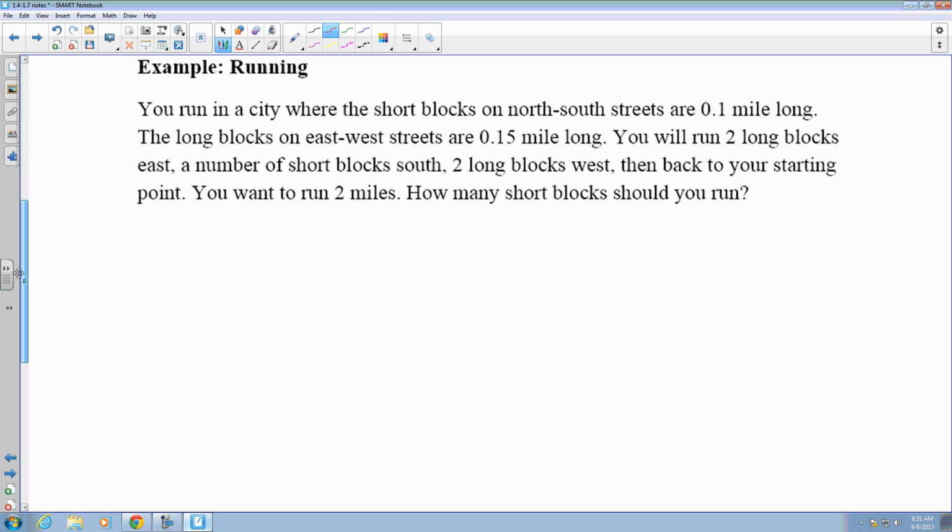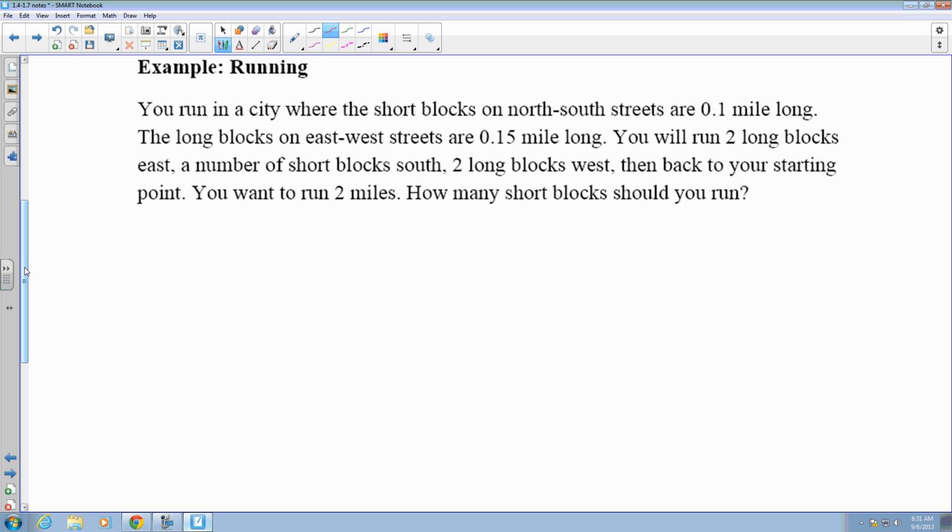If you are running in a city where short blocks on the north and south streets are 0.1 miles long and the long blocks are 0.15 miles long, you will run 2 blocks east, a number of short blocks south, 2 blocks west, and then you will be back to your starting point. If you want to run a total of 2 miles, how many short blocks should you run?